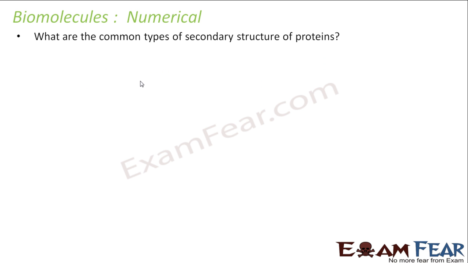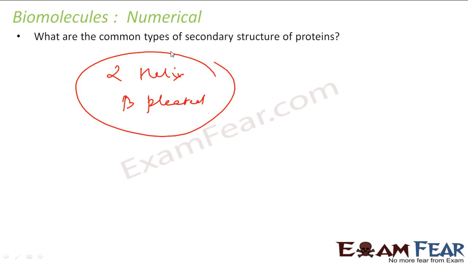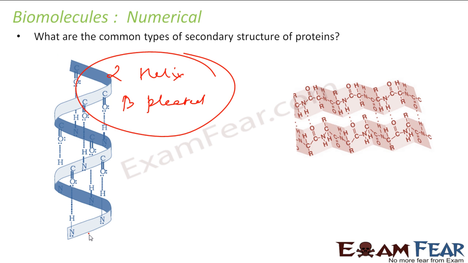Common types of secondary structure of protein. So there are two actually we have seen, alpha helix and beta pleated. So we have seen this beta pleated and alpha helix are two common structures of proteins. This is the one, this is alpha helix, this is beta pleated.